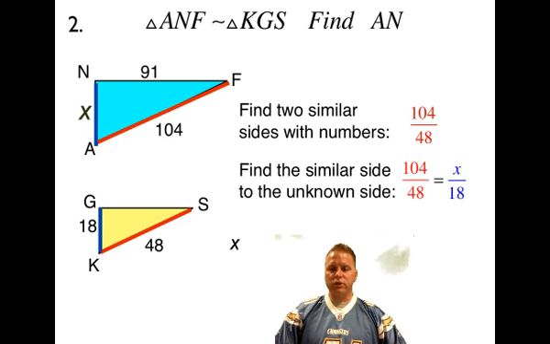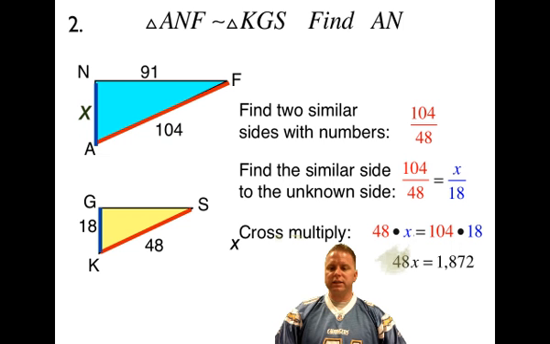Since these are proportional, we'll set them equal to each other and cross multiply, giving us 48x is equal to 1,872. Since they're multiplying by 48, what do we do? We divide by 48 on both sides, keeping our equation balanced. And if you divide both sides by 48, you get 39. So side AN is equal to 39.